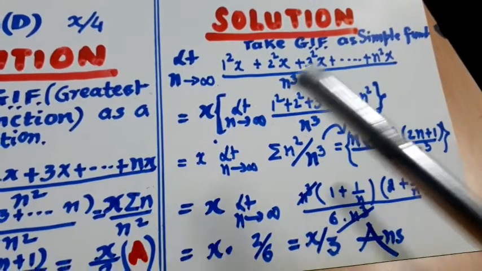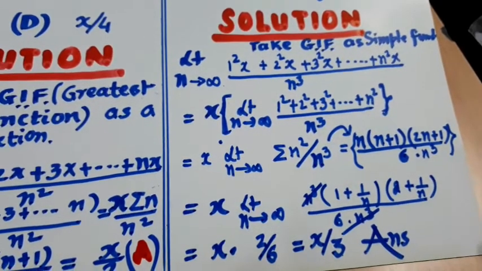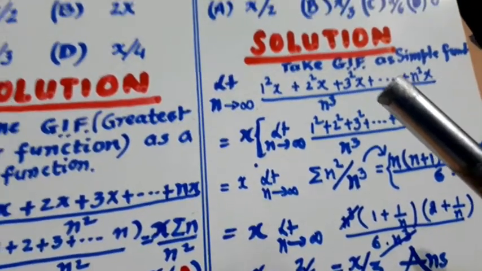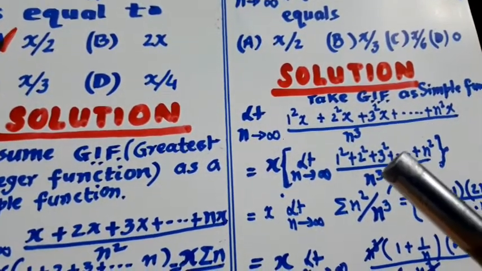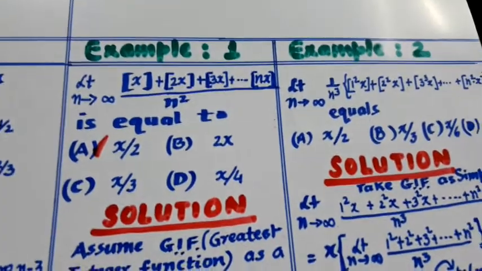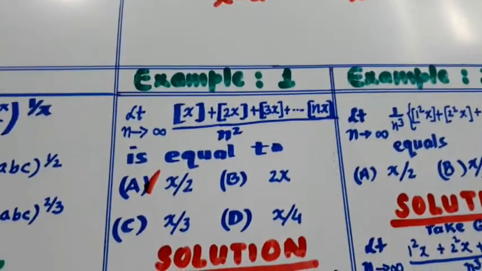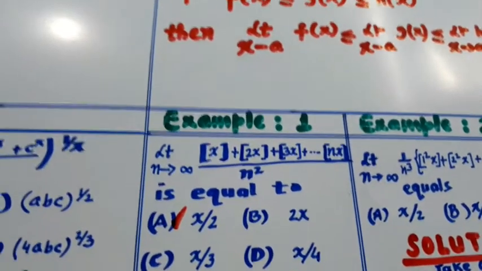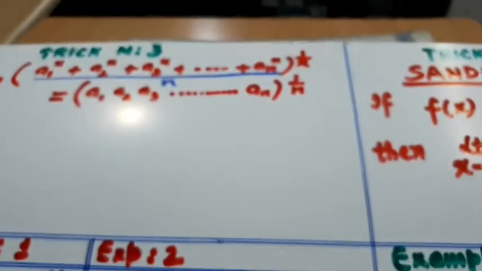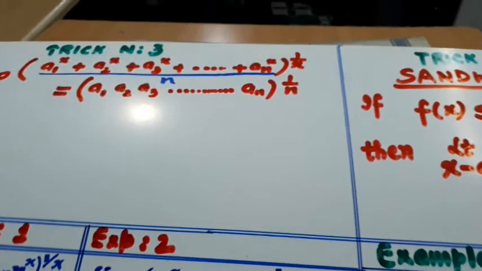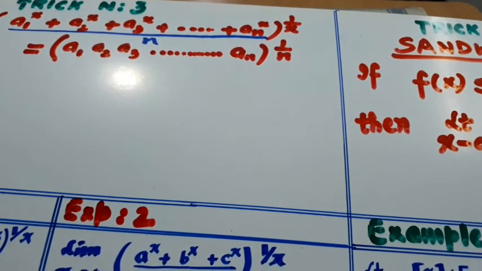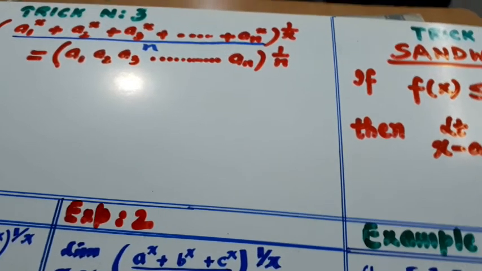सिंपली आपने ग्रेटेस्ट इंटीजर फंक्शन को सिंपल फंक्शन मान लेना है, दैट्स ऑल। दिस इज द ट्रिक एंड आई होप दैट you might have understood these 4 tricks. These are very, very simple, and I hope that you will be coming out with flying colors in case these types of questions appear in your exam, and tricks are applied properly, and in very short time you will be able to attempt the questions, and it will help you to manage your time.